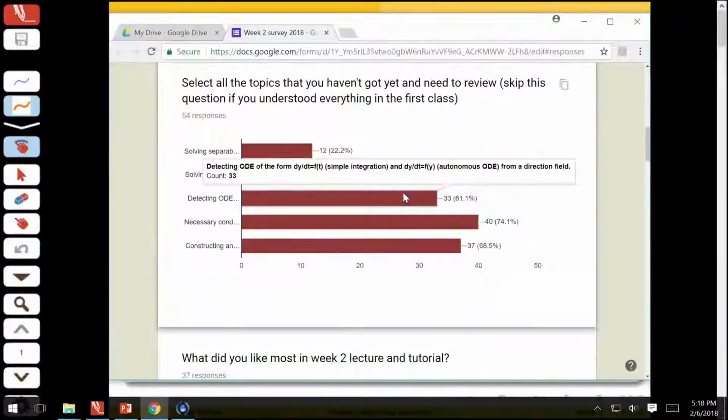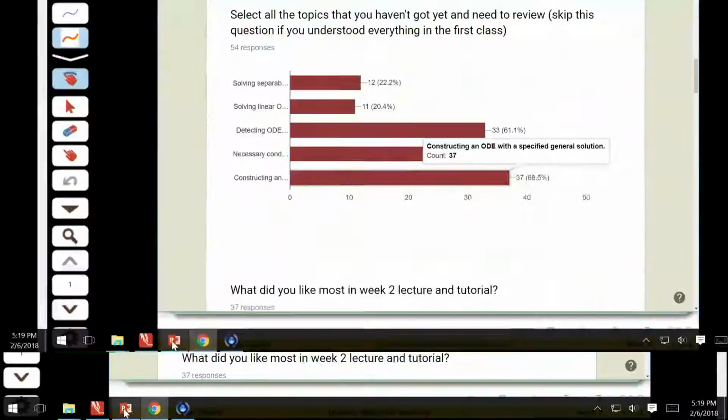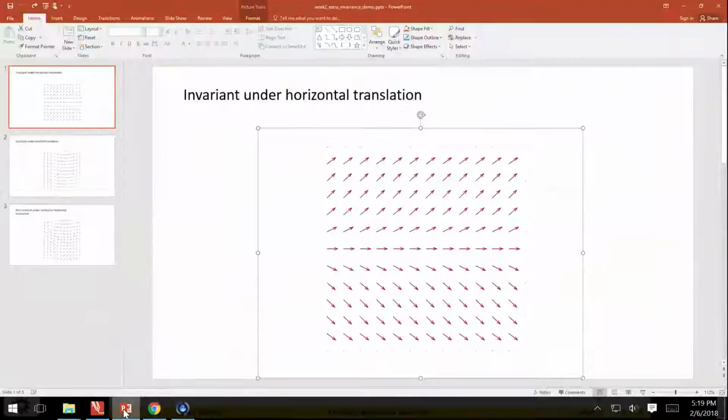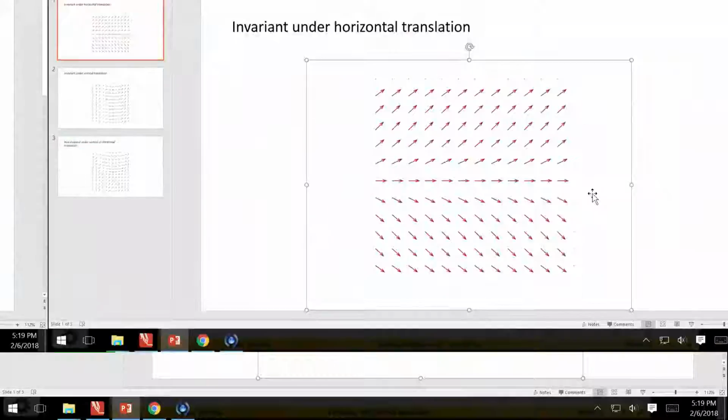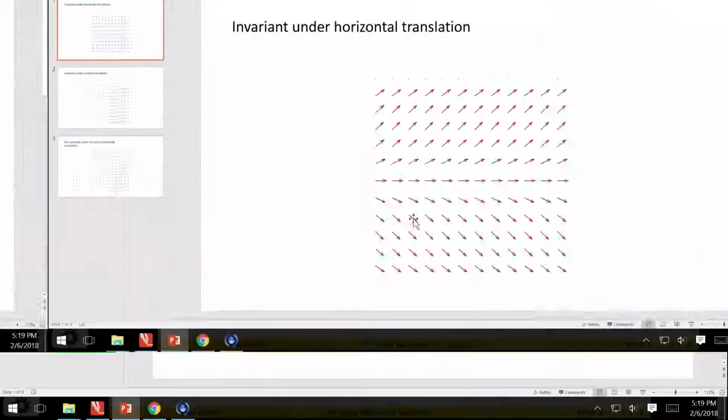It is about detecting a differential equation of the form where the right-hand side depends just on t or just on y from the direction field. How can we see that from the direction field? Basically, this is about the direction field being invariant under vertical translation, or under horizontal translation, or not being invariant under either one. But what does it mean? Let me explain what invariance under horizontal translation is.